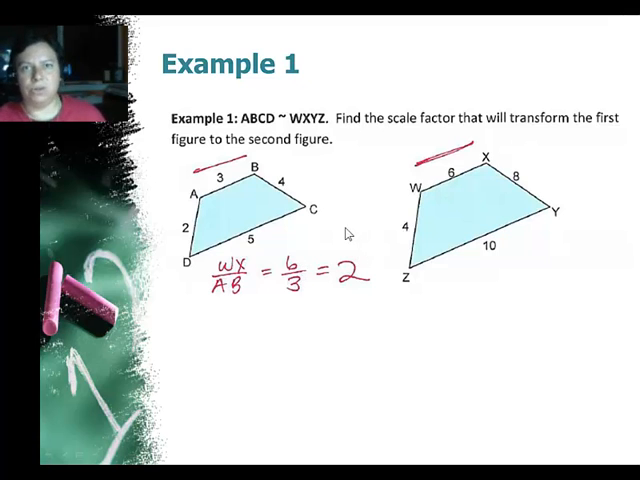Now this scale factor should apply to every pair of corresponding sides, so let's double check. 8 to 4 is 2 to 1. 10 to 5 is 2 to 1. 4 to 2 is 2 to 1. So these polygons are definitely similar.